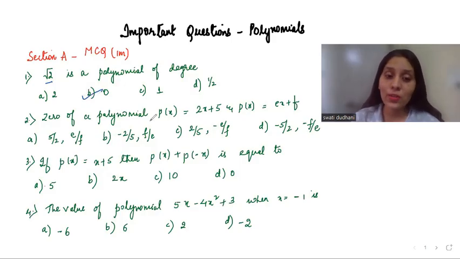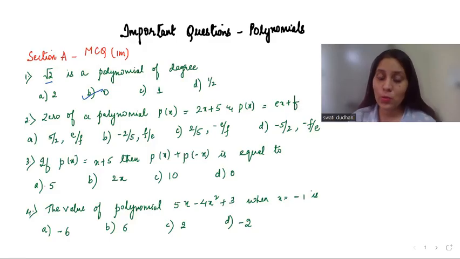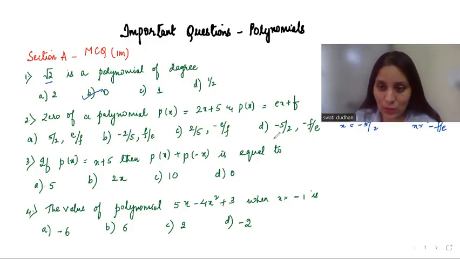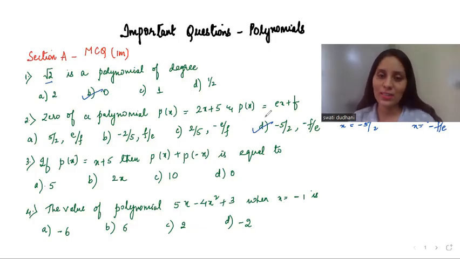Next, zeros of the polynomial p of x, 2x plus 5 and p of x, ex plus f. To find zeros, we will equate the polynomial to 0. So let's say 2x plus 5 equal to 0. From this, x is minus 5 by 2, and ex plus f equal to 0, from this, x is minus f by e. So to find zeros of the polynomial, equate the polynomial to 0 and find the value of x. So minus 5 by 2 and minus f by e is option D.